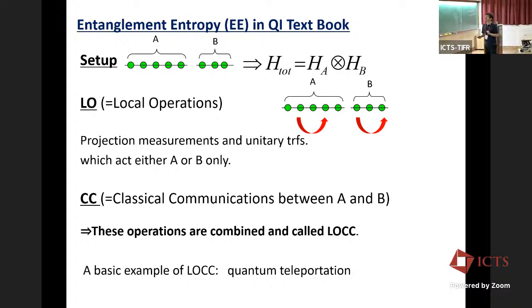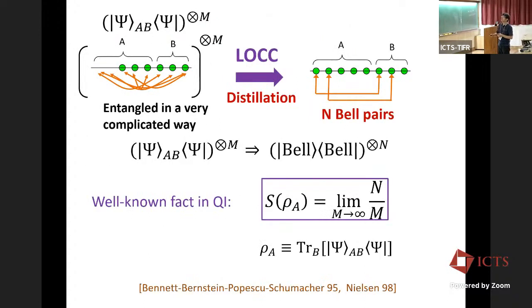But between A and B, we can always send some classical information, like sending emails or making a phone call and so on. This is classical communication. This is also a very natural setup which we can imagine if A and B are far apart. Of course, the basic example of this LOCC protocol is quantum teleportation, and there are many applications in quantum technologies. But here we would like to use this LOCC to extract some number of Bell pairs. Initially, A and B are very highly, non-trivially correlated, quantum entangled. But we can act with this LOCC to simplify the state.